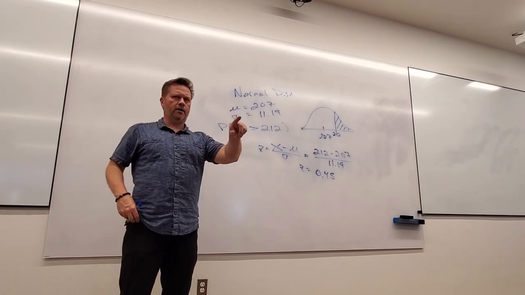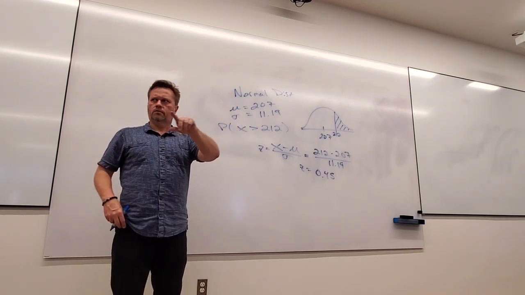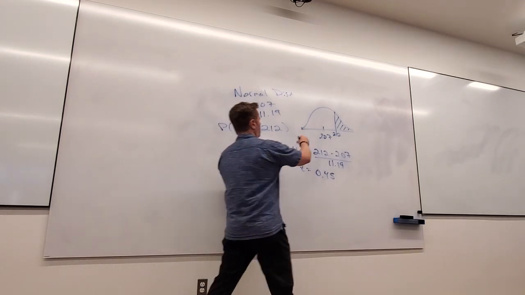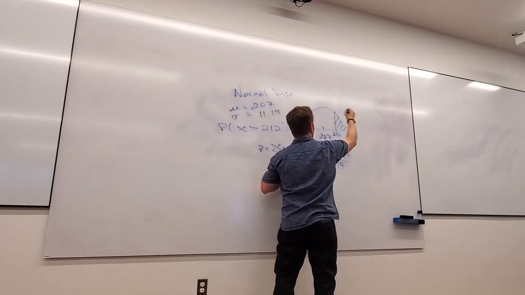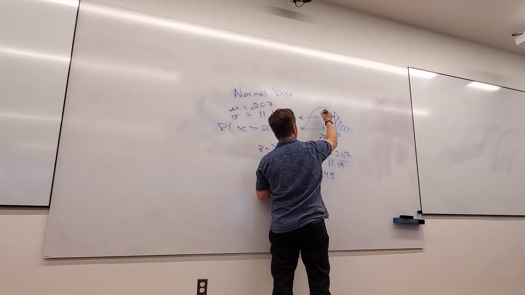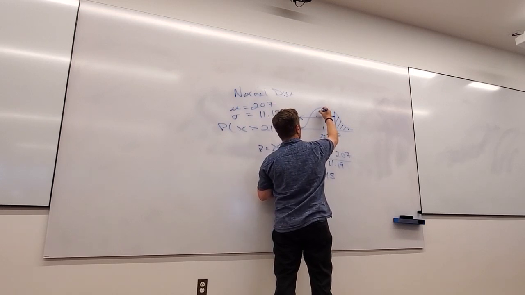Have you guys looked it up yet? Yes. Area 0.6736. And where's that? Is that the answer? No. Where's that? Everything to the left. It always tells me the area below. So we gotta subtract. 0.6736.